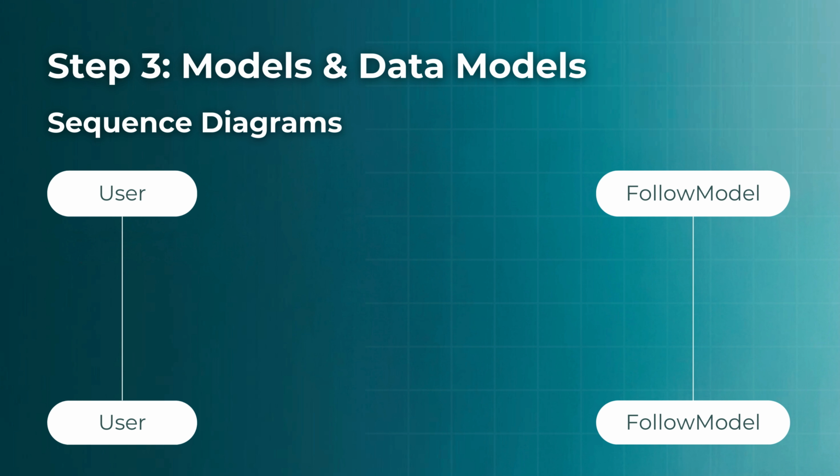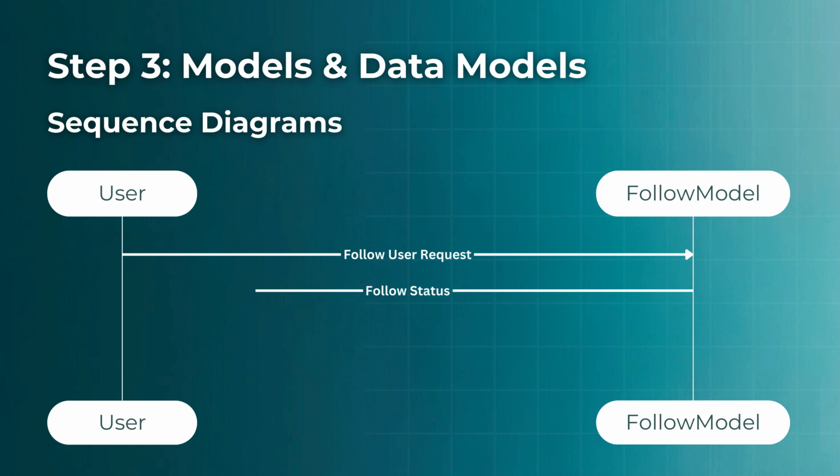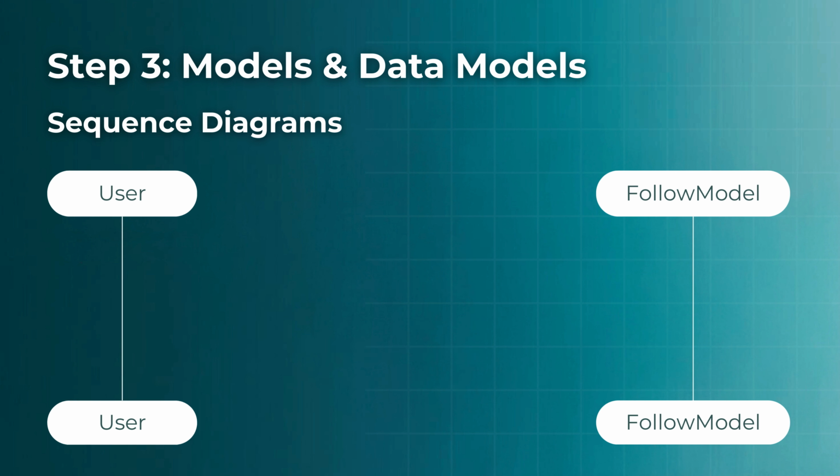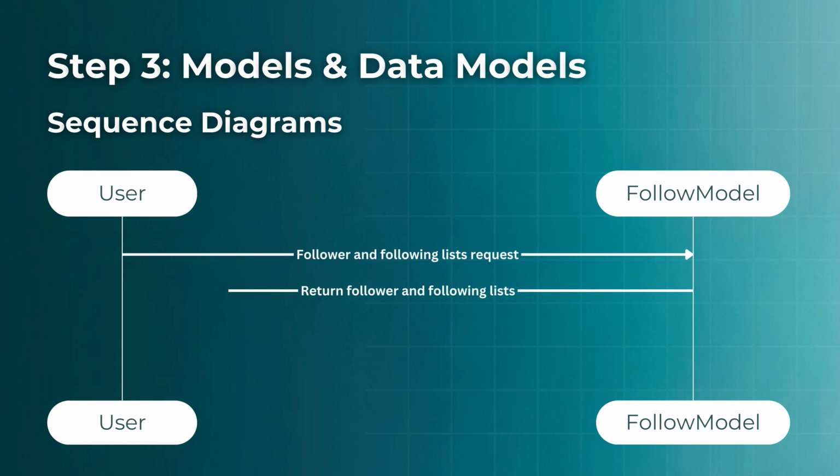Now, let's break down the interaction between the user and the follow model. A request is sent to the follow model. The follow model processes this request by creating a new record in the database to track this relationship. If the user later decides to unfollow, a similar request is sent, and the follow model removes the corresponding record. This model also powers the retrieval of follower and following lists. When a user requests these details, the follow model fetches the relevant data from the database and returns it. Through this interaction, the platform efficiently manages user relationships, enabling features like follower notifications, content visibility, and social connection tracking.